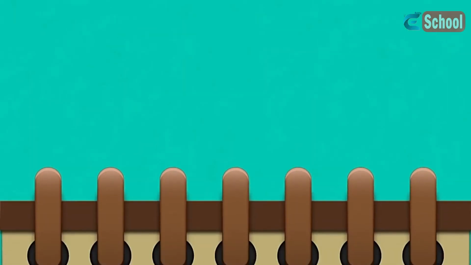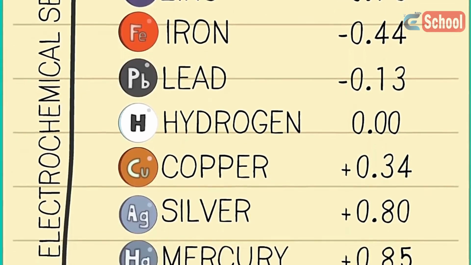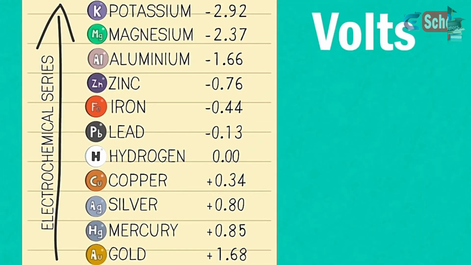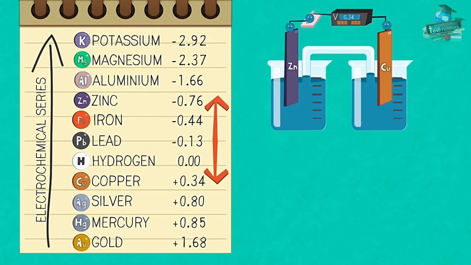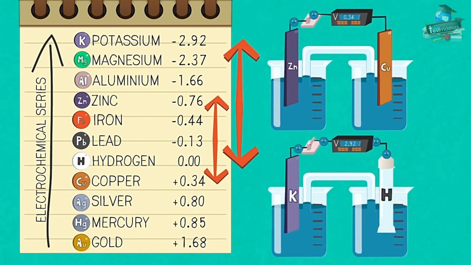In summary, the electrochemical series contains electrode potentials measured in volts, which are compared to hydrogen. The greater the difference between the two substances in the electrochemical series, the more readily the electrons move from the more reactive metal, i.e. the more negative value, to the less reactive metal, i.e. the more positive value.